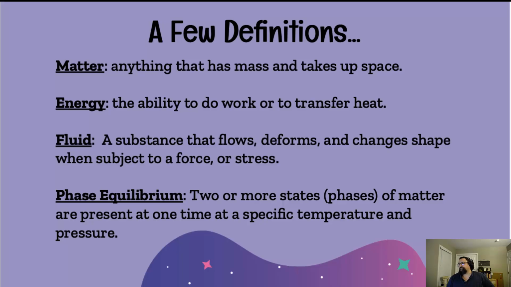So, first, matter is anything that has mass and takes up space, so the tangible things that we can interact with. Energy is the ability to do work or to transfer heat, which is what we're really going to be talking about today, is the ability for matter to gain and lose energy through heat. All right, it's measured by temperature.